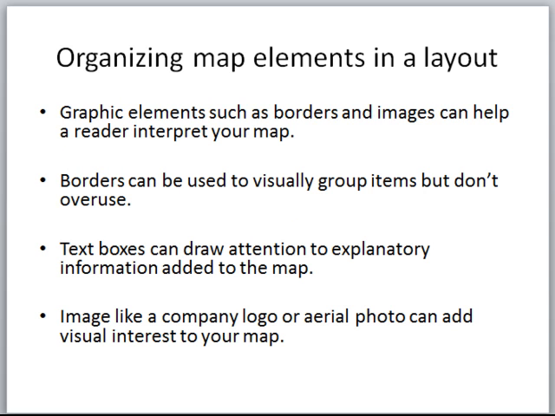Graphic elements such as borders and images can also help a reader interpret your map. Borders can be used to visually group items, but make sure not to overuse borders. It will visually chop up your map. It's nice to not have too many neat lines and borders on a map. Text boxes can be used to draw attention to explanatory information added to the map. And an image like a company logo or an aerial photo can also add visual interest to your map.